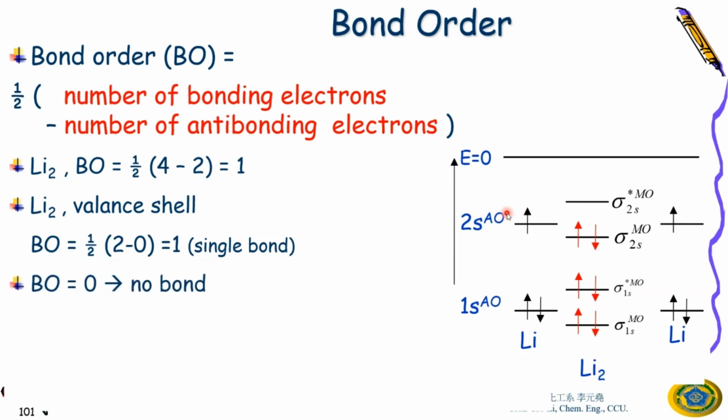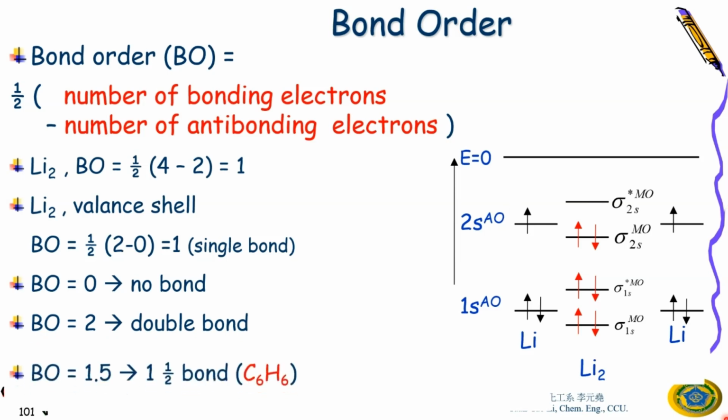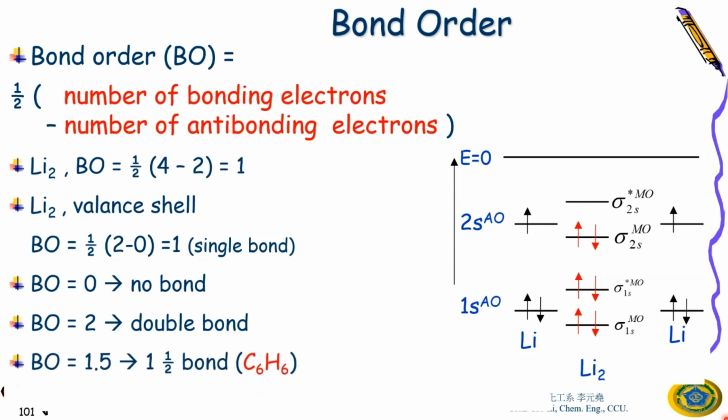Now you might say, wow, Professor, how about if the bond order is 0? That means there's no bond. How about 2? If you got the answer 2, that means a double bond. 3, triple bond. How about 1.5? It's 1.5 bonds. An example is benzene. Benzene is 1.5 bond. So you can do this simple calculation to know how many bonds are in this molecule.